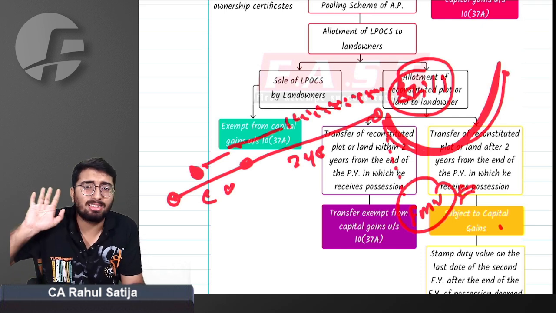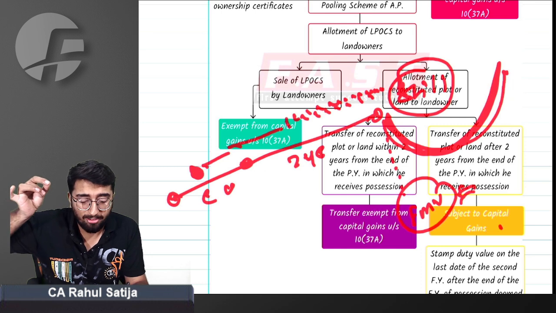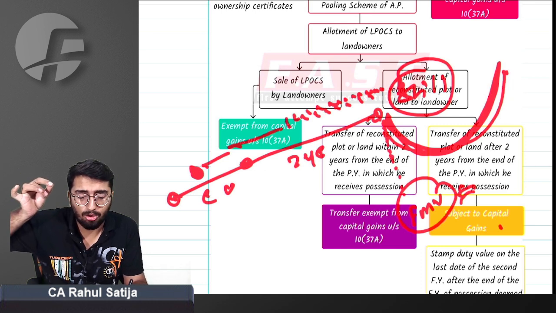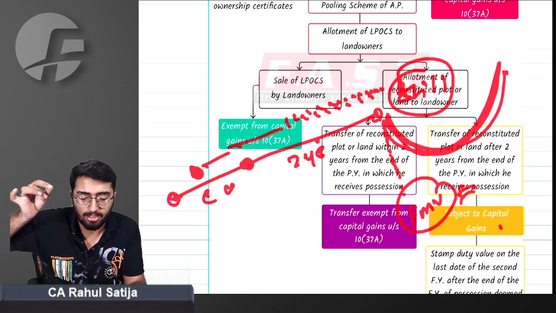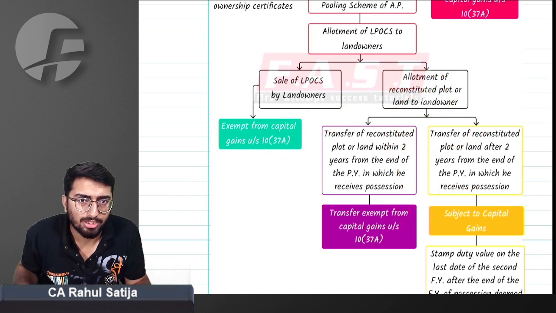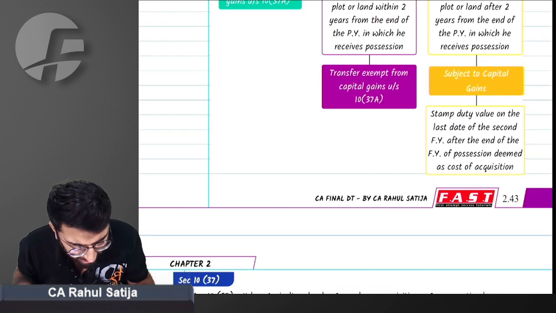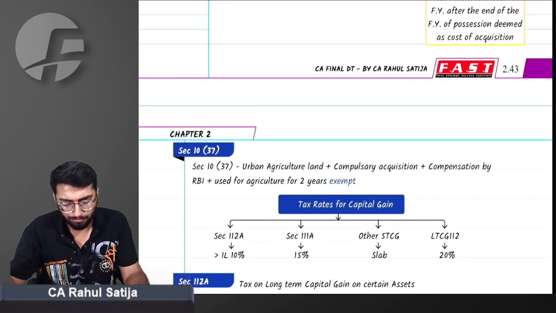Sales consideration will be your sales consideration, but cost of acquisition will be FMV on this date. FMV at the end of the second year will be considered as the cost of acquisition. Did you get this point? Very basic question, very least likely to come.